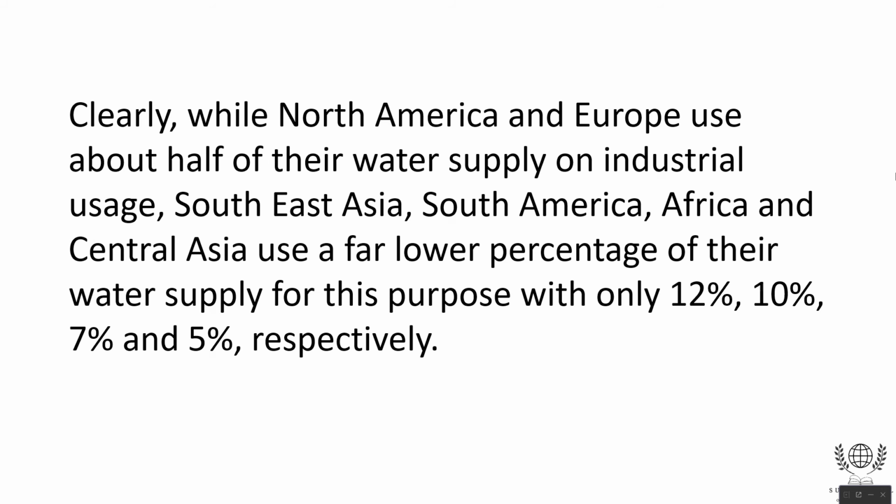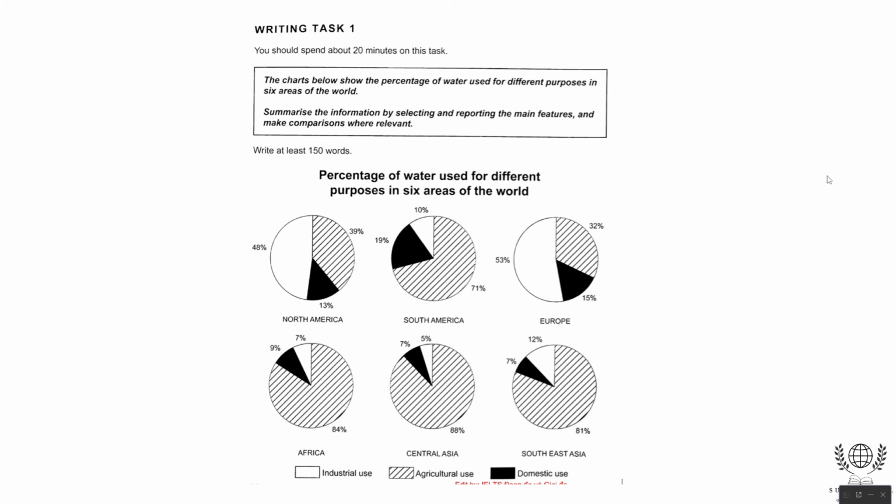In fact, respectively helped us to combine 4 different statistics together, while we could just say more than half, or about half, to describe North America and Europe. And again, we used our lovely subordination while to combine both of those phrases, both of those 2 trends together. Let's move on and talk about agricultural use.